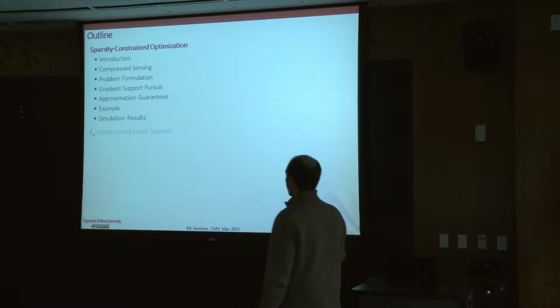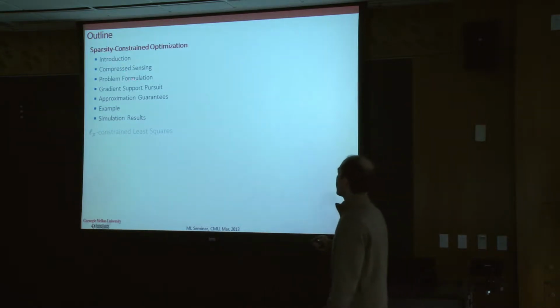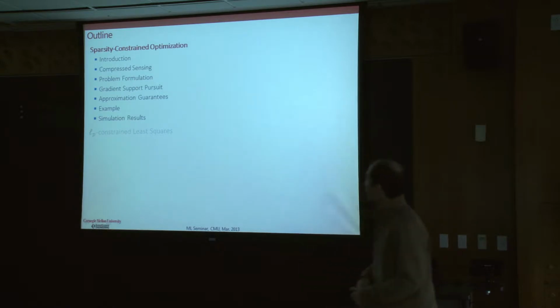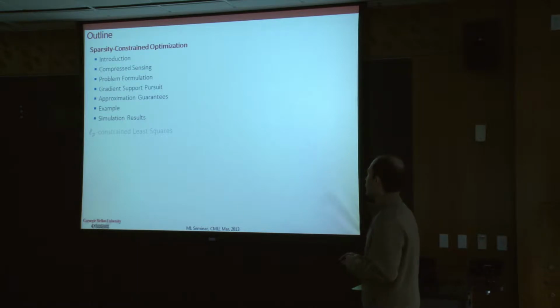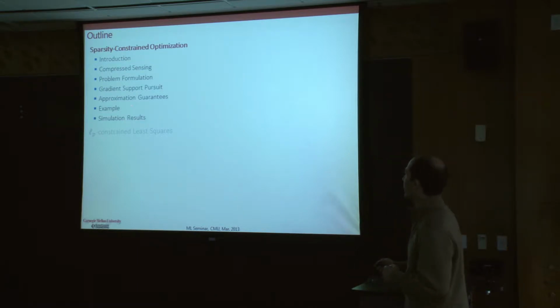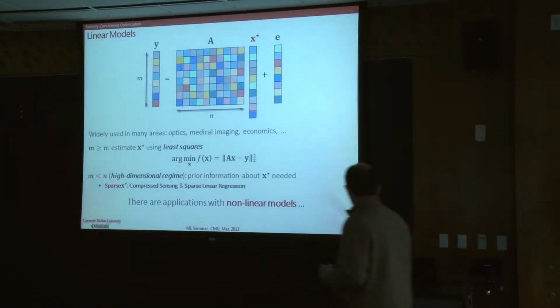So for the first part, I give a short introduction and talk about compressed sensing, and I then talk about the general problem formulation for sparsely constrained optimization, and then I talk about the greedy algorithm that we propose for this optimization problem, and then we talk about the guarantees, examples, and some simulation results. So let's begin with linear models.